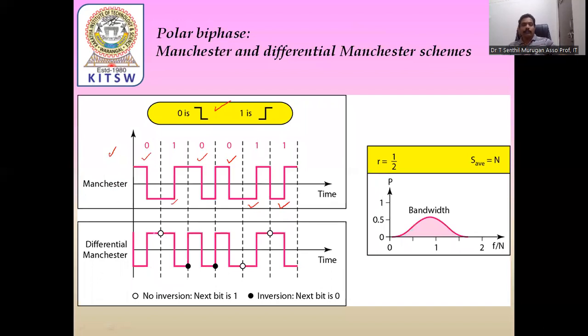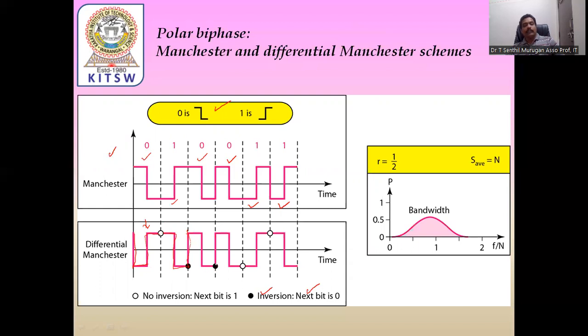But in differential Manchester, what will happen? If 0, there is no transition. But what they are saying here is that if the next bit is 0, inversion should be there. If the next bit is 1, there is no inversion. So here the first 0 is there, which means it will go for inversion, so it will start from negative to positive. Then it will check the next bit, 1. There is no inversion, so directly it will start from positive to negative. While checking, if the next bit is 0, the inversion should be there. Inversion should happen in the same line. So then positive to negative.